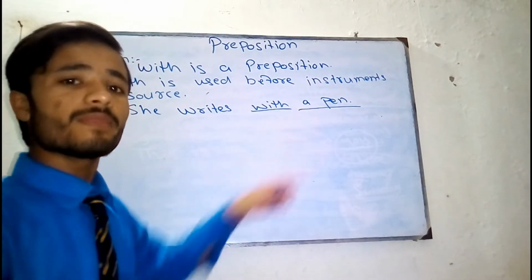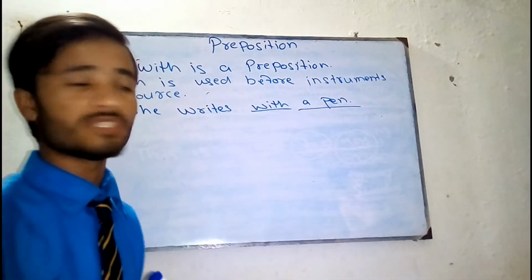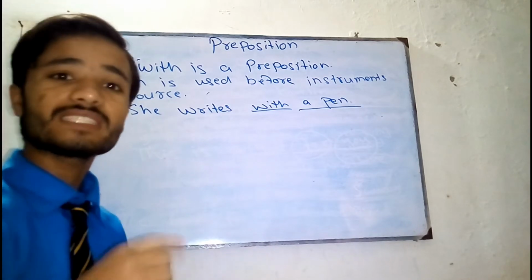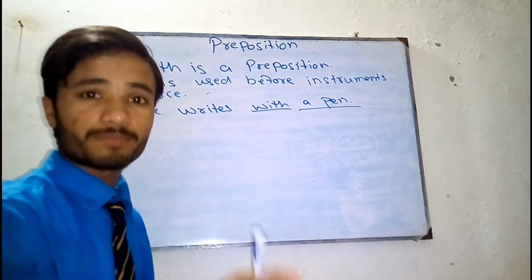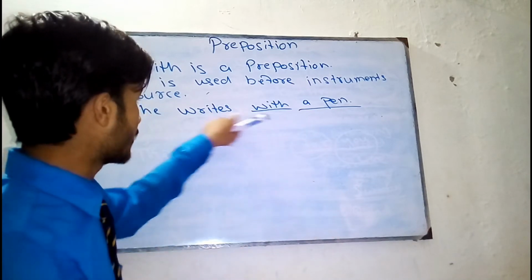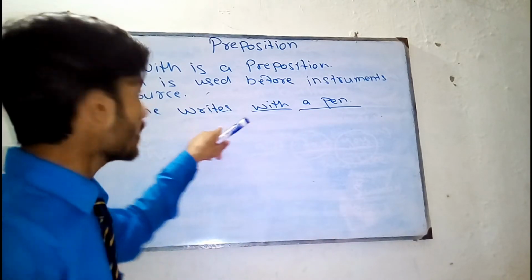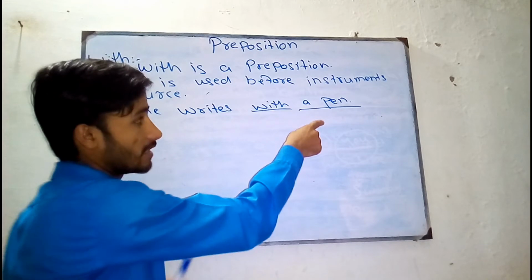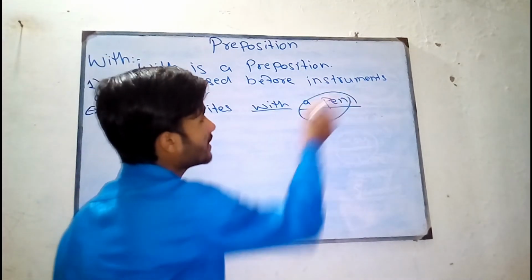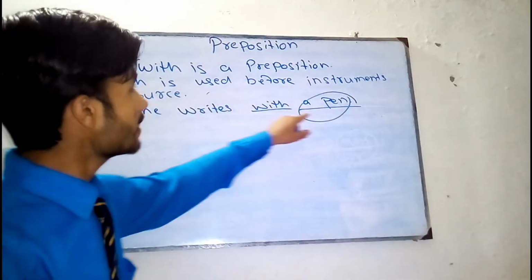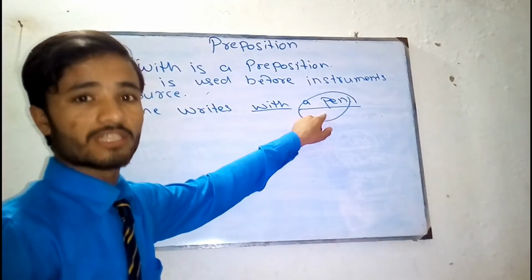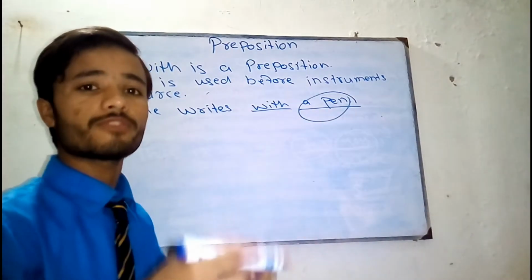Is this clear? Now what does this example mean? This example means that pen is an installment. It is an installment for writing. For what? For writing. She writes with a pen. Now what is this pen? This pen is an installment or source. Is this clear? It is an installment with us, pen. So it is an installment for writing.